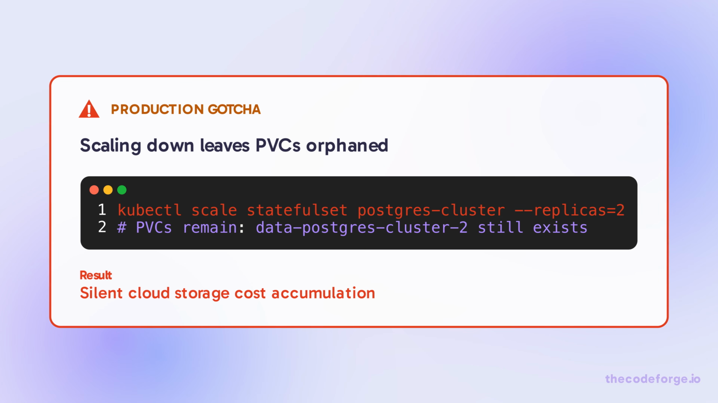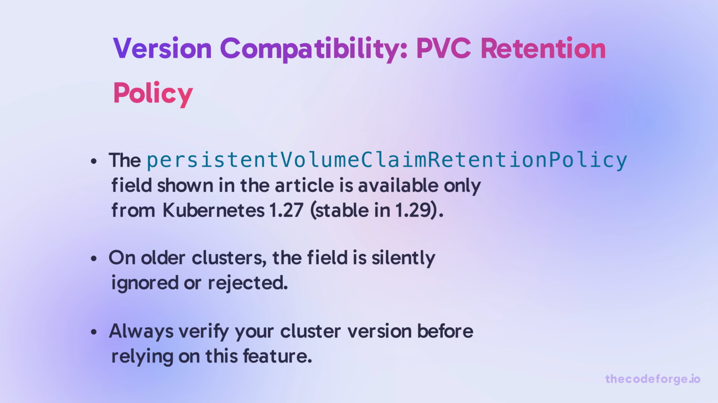Scaling down a StatefulSet does not delete PVCs. Orphaned PVCs accumulate storage costs indefinitely. Always monitor and clean them up. The persistentVolumeClaimRetentionPolicy field shown in the article is available only from Kubernetes 1.27, stable in 1.29. On older clusters, the field is silently ignored or rejected. Always verify your cluster version before relying on this feature.